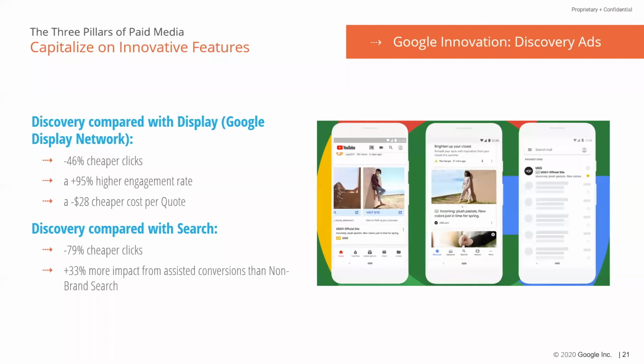So on this slide, some of the advertisers that we've actually run this for have seen pretty good stats. Just to give you some benchmark data to look at, we have seen very good results: much lower cost per click than we see on the display network, higher engagement rate than the display network, and lower cost per quote in some examples. Also compared with search, we see the clicks being in some cases as much as 80% cheaper in high CPC industries, and a very big impact from assisted conversions relative to non-brand search for this example.